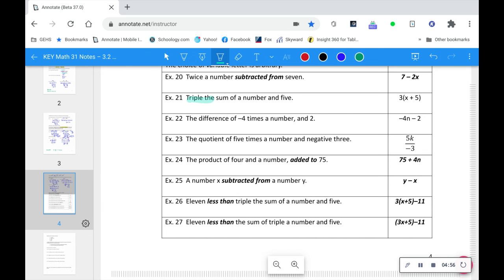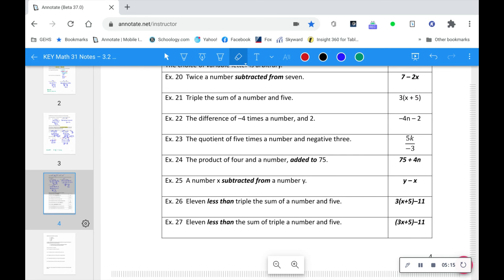Okay, triple the sum. Now the sum here is the number plus 5. That's right here. But we're supposed to triple that whole sum. So it's 3 times that x plus 5 amount. And you'll notice you have to have parentheses to do that one correctly.